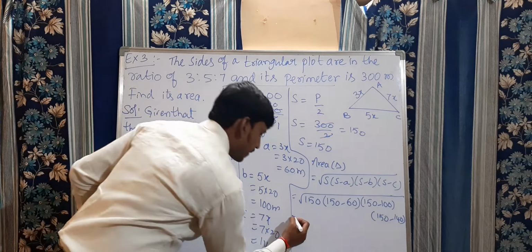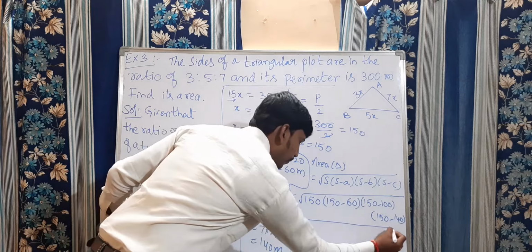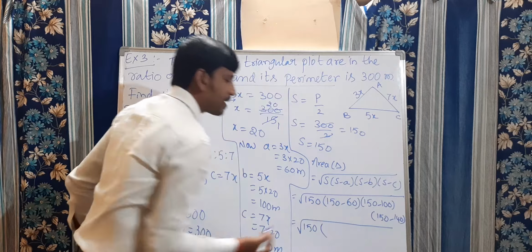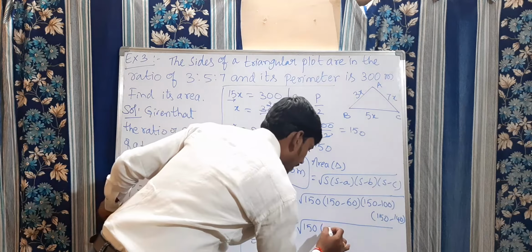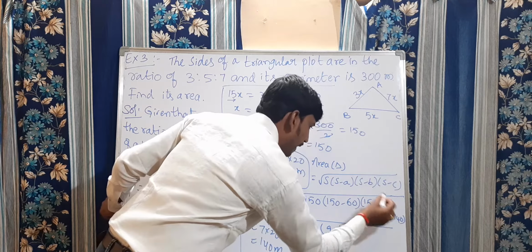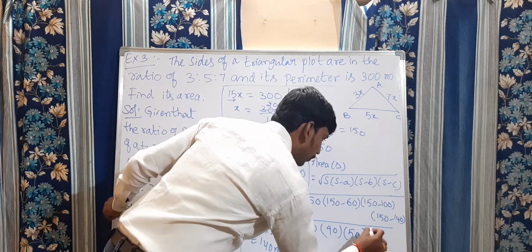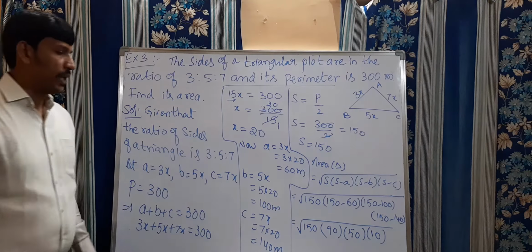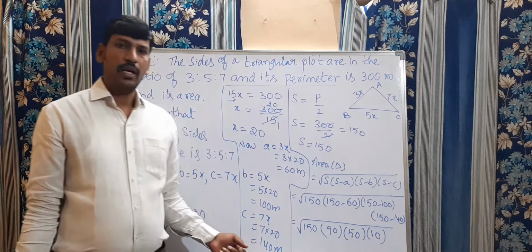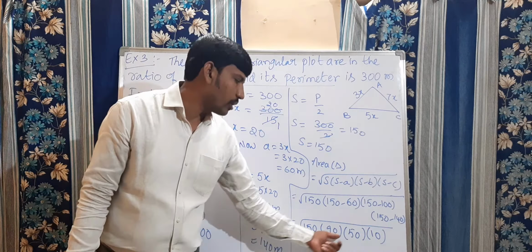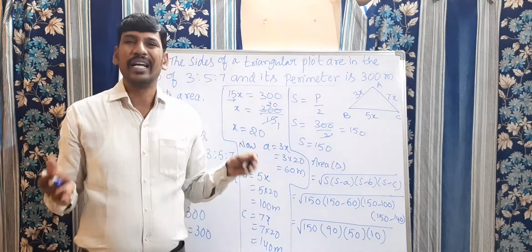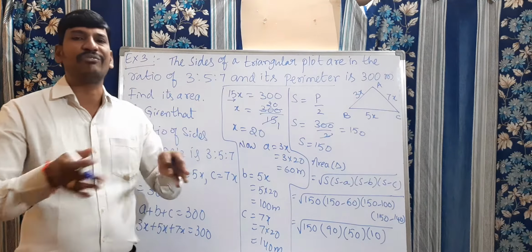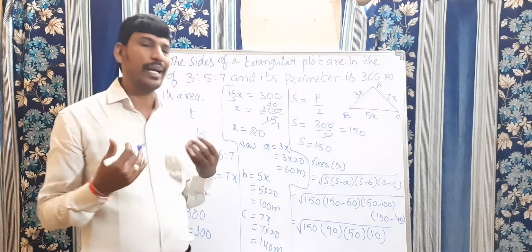Now which implies under root of 150 into, that is 150 minus 60 is how much? Yes, that is 90, into 150 minus 100 is 50, into 150 minus 140 is 10. So now we need to find out the square root of all these values. Please don't multiply all the values, you will get a big value. It is a time-taking process to find the square root. You need to split into terms of prime factorization. Then you will get it easily.